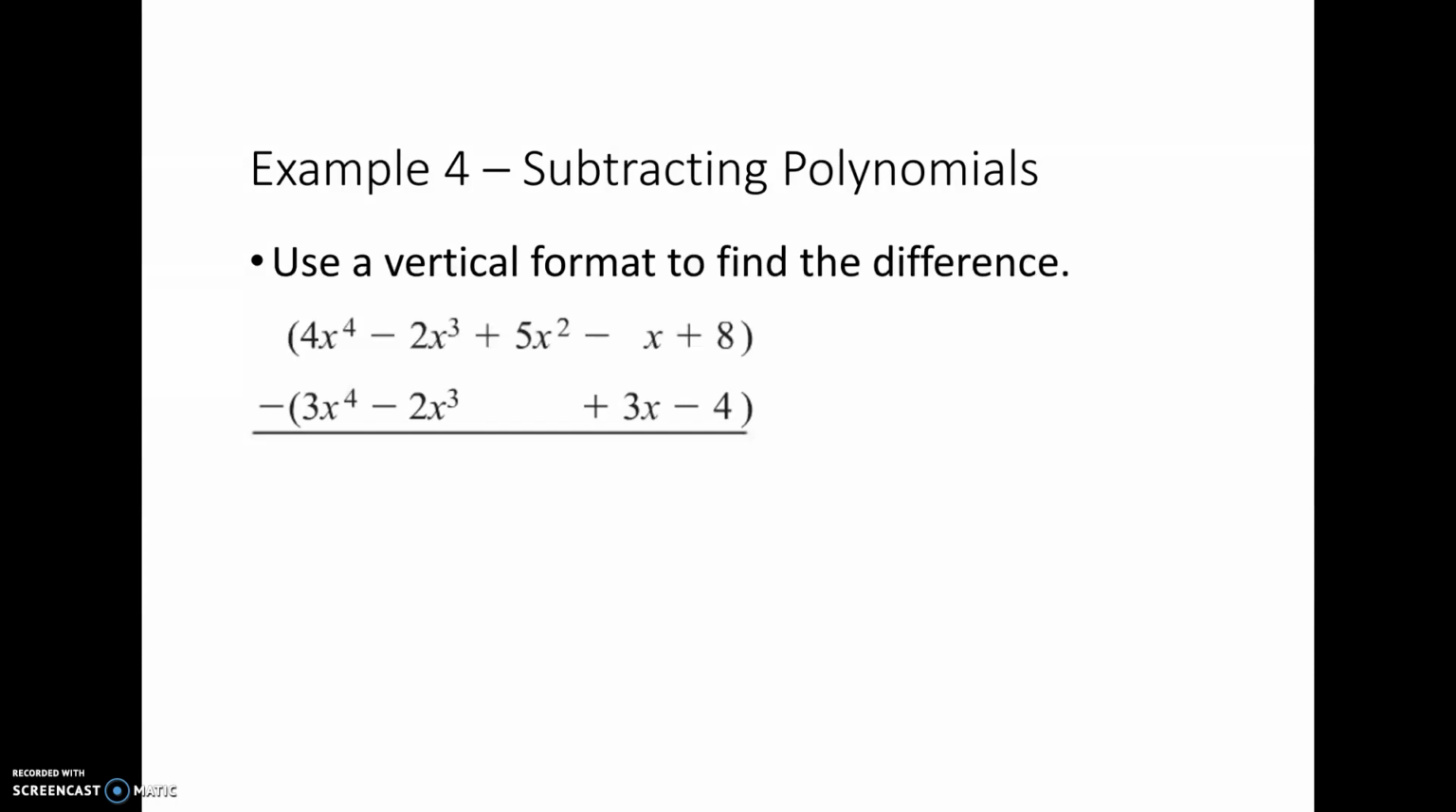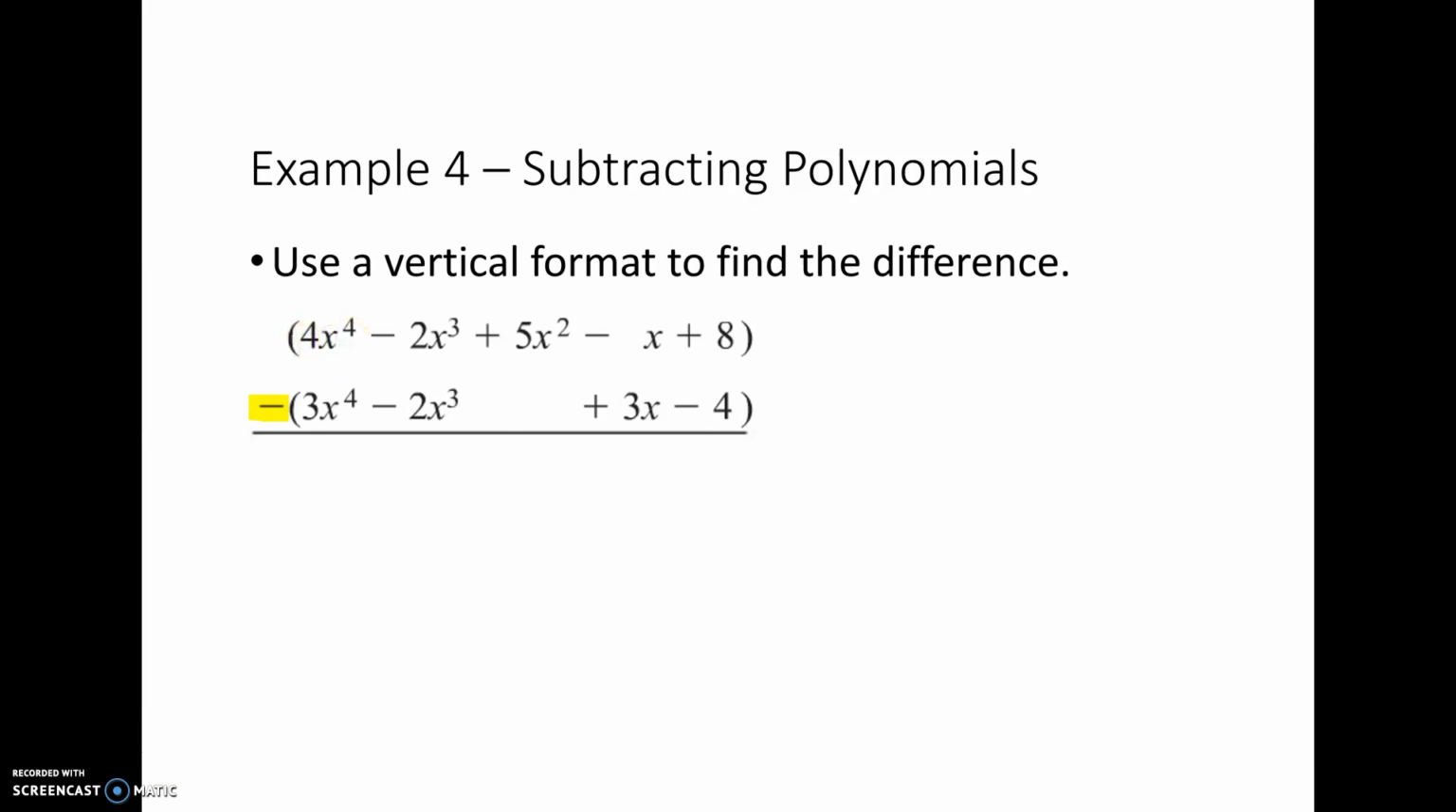Subtracting polynomials using a vertical format. If you like this, great. If you hate this, don't use it. You don't have to use horizontal or vertical. Use whichever one makes the most sense to you. Basically, in vertical format, you're just lining up the like terms and then treating this like an elementary school subtraction problem. So again, the really important thing is that you use this subtraction for every single thing that you do.